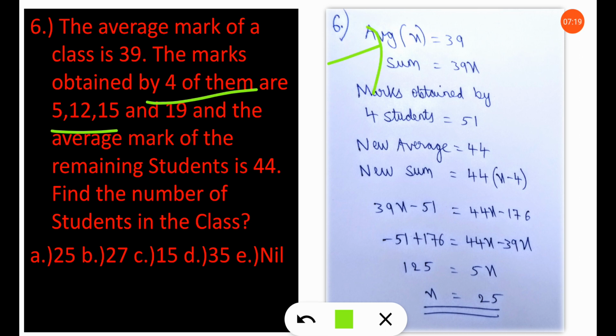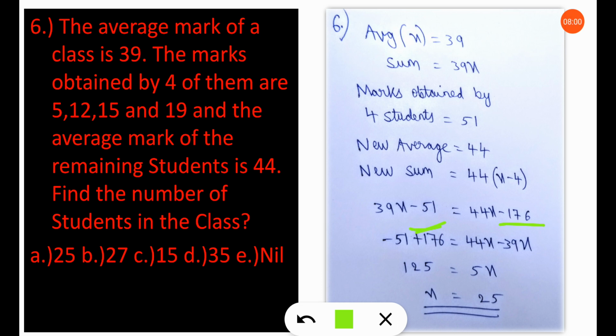Average of x students is 39 and the sum will be 39 into x. Marks obtained by 4 students is given as 51. If we eliminate the marks of these 4 students, 51, from the total, the average of the remaining becomes 44. That means the new sum will be 44 into x minus 4. Why minus 4? Because we have eliminated these 4 students among the x number of students. It is also given 39x minus 51 equals 44x minus 176, since 44 into x is 44x, and 44 into minus 4 is minus 176.